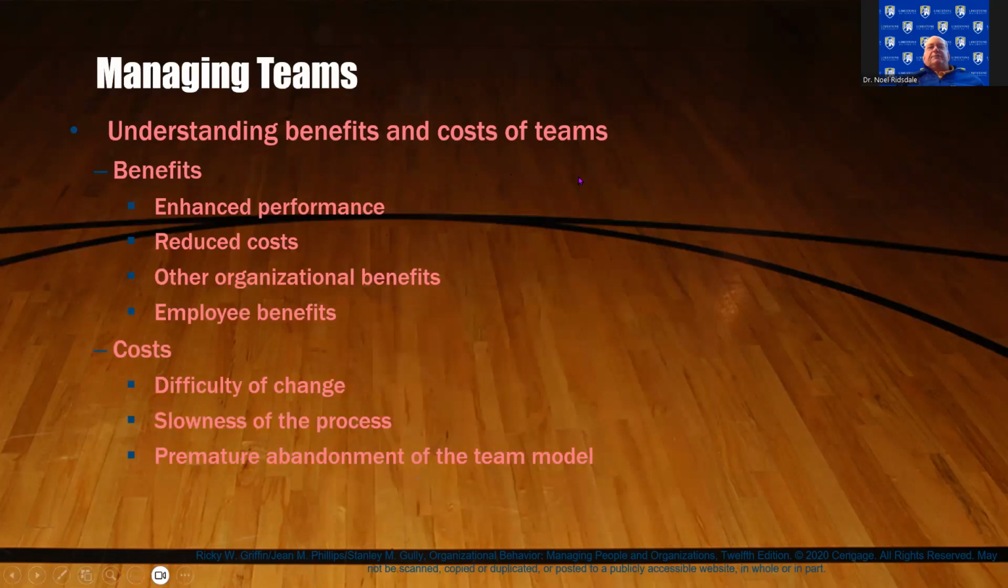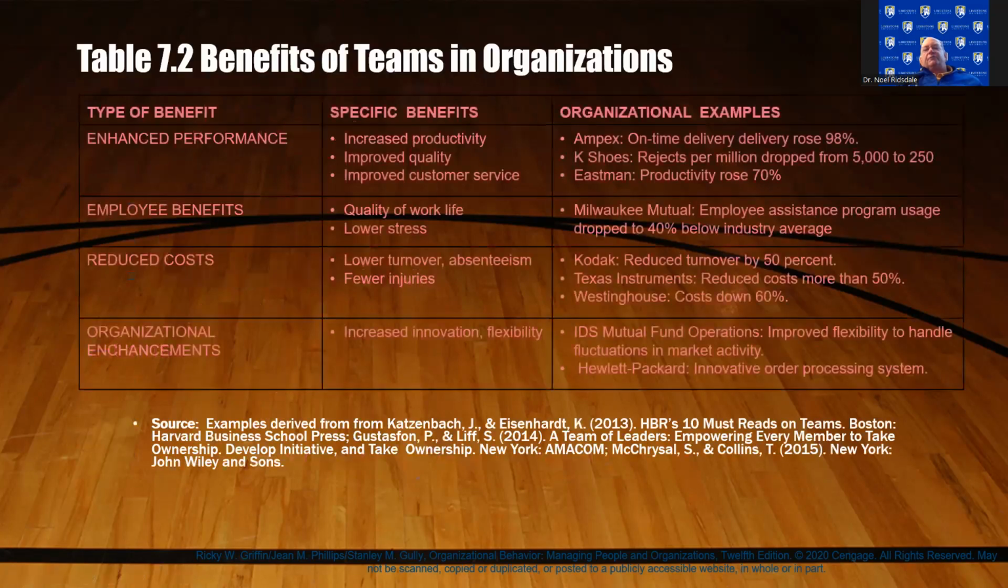You've got to understand the costs and benefits of managing a team. The benefits are, as you can see here, reducing costs, employee benefits, they feel invested, they increase their performance, and other organizational benefits are things like good morale that come out of teams. The costs are that they're difficult to change, they slow down the process a little bit, and organizations drop the team model too quickly without giving everybody a chance to really catch up.